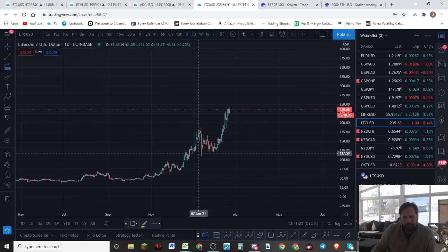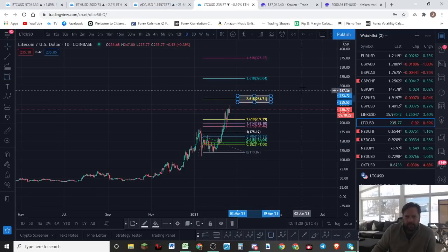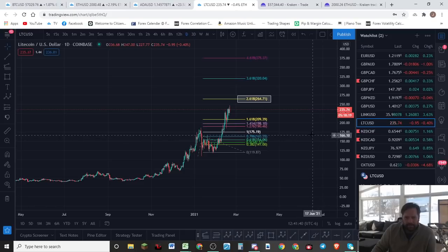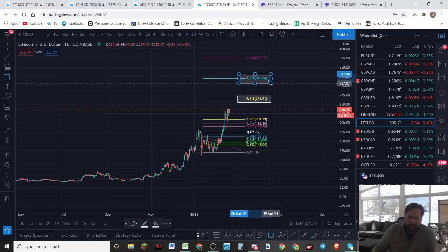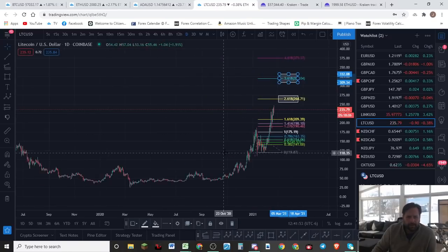But let me show you what I'm seeing as a potential target here. So what we've got here is a 1, a 2. We're looking for 5 finished waves. We've got a 3, 4, and now we need a 5th wave to finish. Guys, 264 is a potential target there. 264 is a potential target. The 2.618 is looming right there, guys. If it gets any more parabolic, we could come on up to $300 to $320. So that's what I'm watching there for Litecoin.